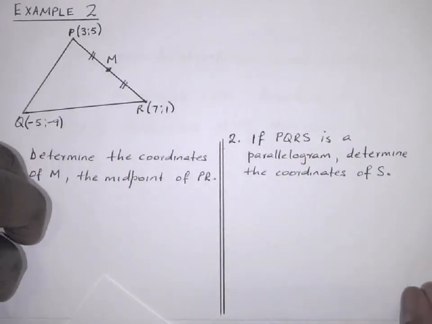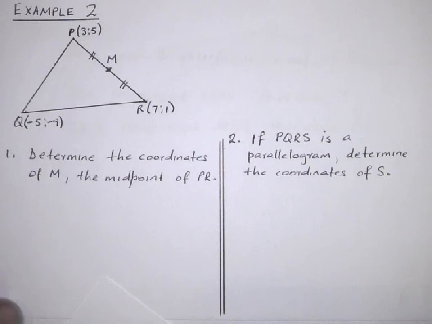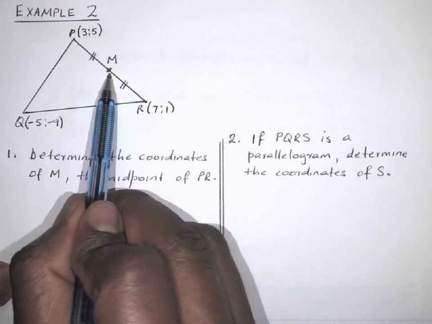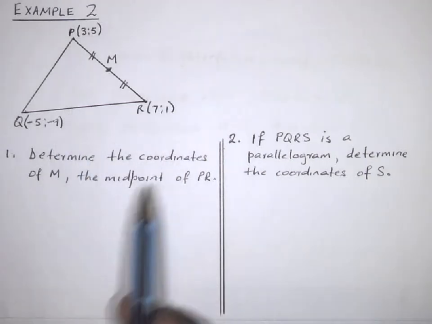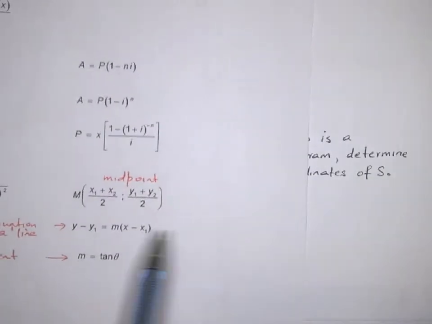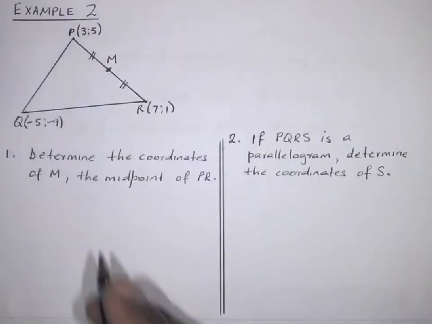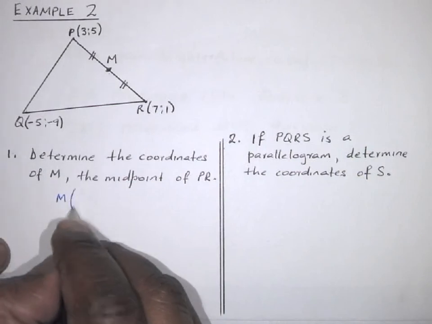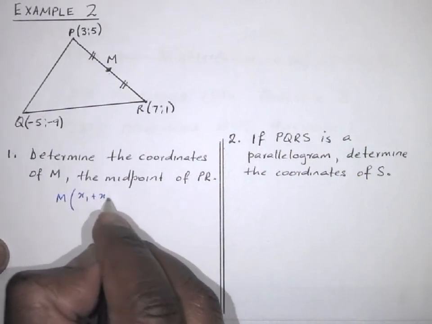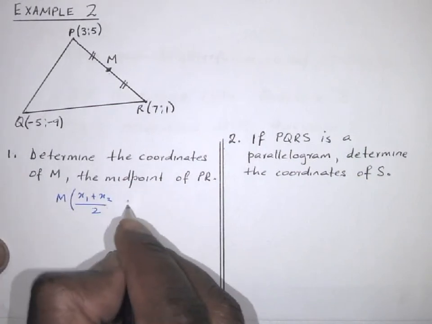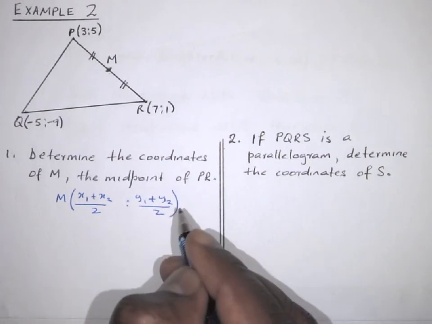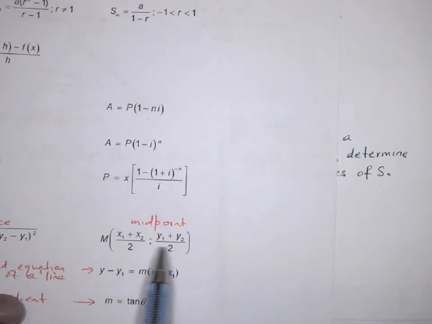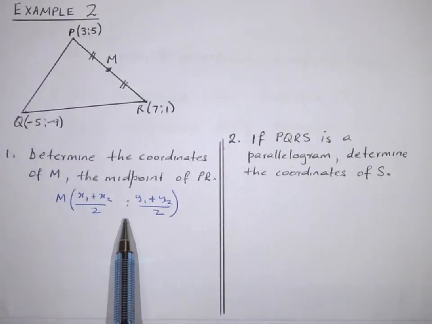It's this one over here. We've got a triangle here, triangle PQR. Again, M is the midpoint of that. They say determine the coordinates of M, and then we say to find the coordinates of the midpoint we use this. So therefore we'll say M is x1 plus x2 divided by 2, and then y1 plus y2 divided by 2. Make sure that the formula is correct, otherwise they'll give you 0 if you copy the formula wrongly.